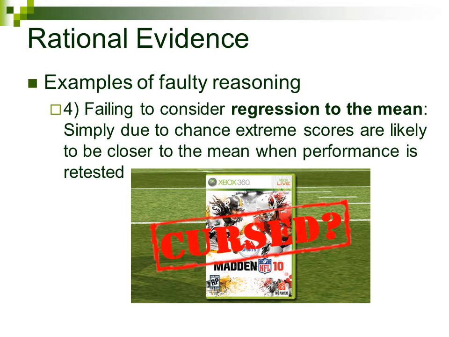And so, next year, what's more likely? That you do as well or better than the previous year? Probably not. Or that you do a little worse or even become injured? Well, yes, statistically speaking, that's more likely, and that's regression to the mean. Simply due to chance, extreme scores are likely to be closer to the mean when performance is retested.